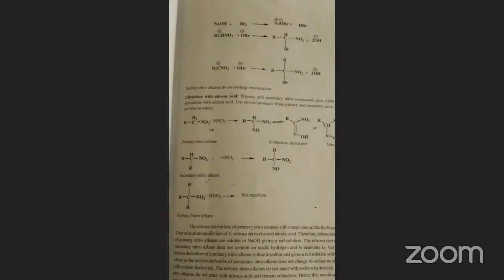The next reaction, the reaction with nitrous acid. Look at this example. Here we can take the primary nitroalkanes. Primary nitroalkanes are reacted with nitrous acid. They can produce the alpha nitroso nitroalkane. The secondary nitroalkanes are also reacted with nitrous acid. They produce the alpha nitroso alkanes.